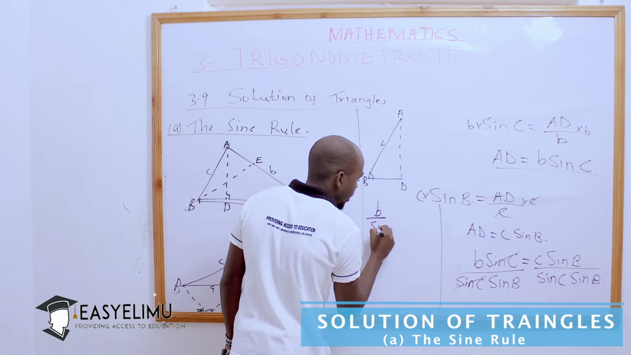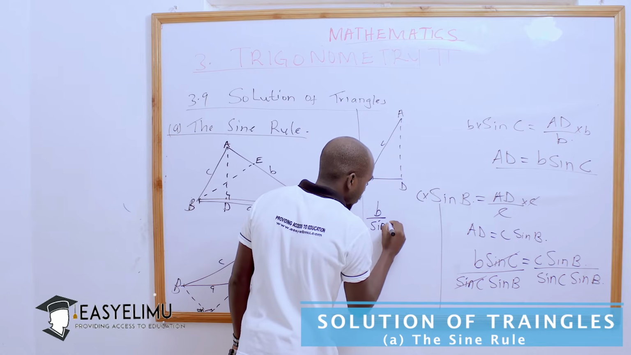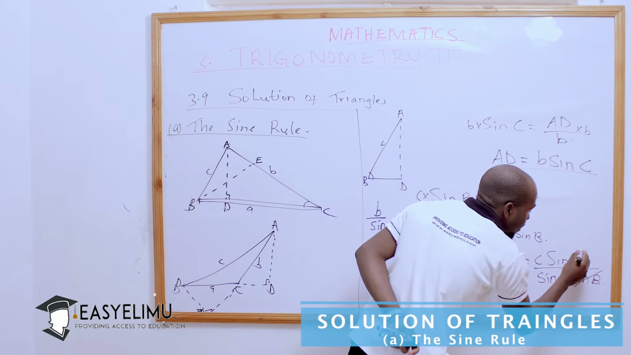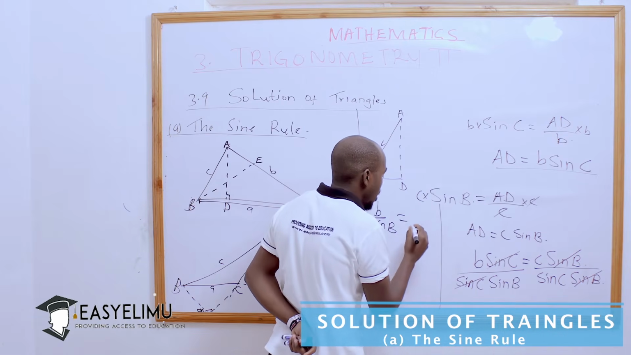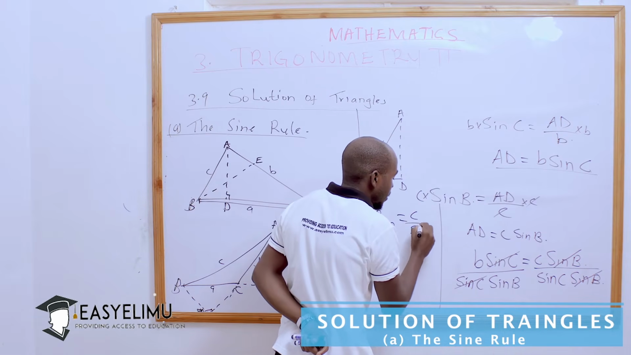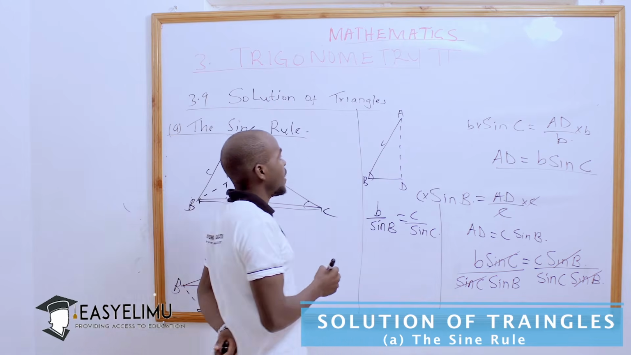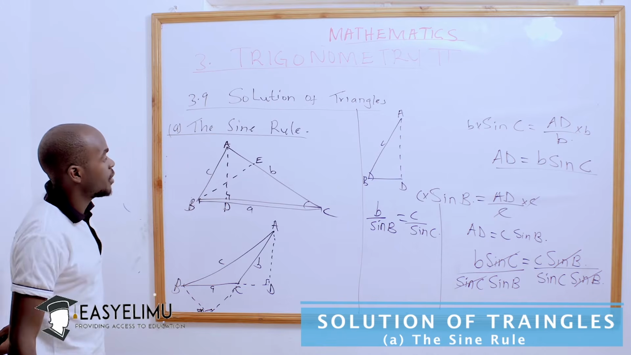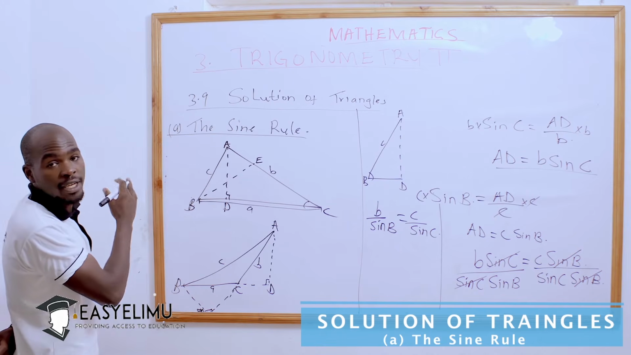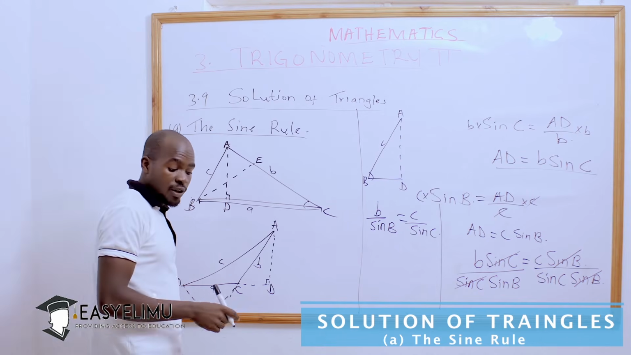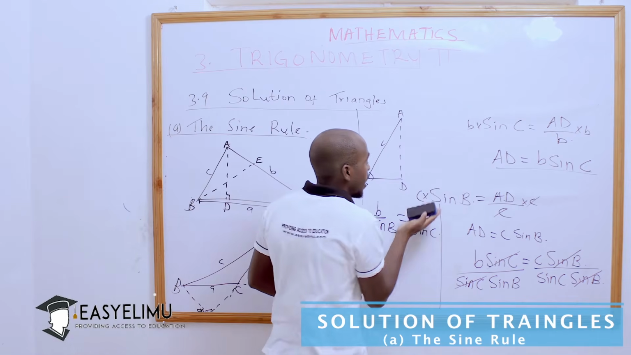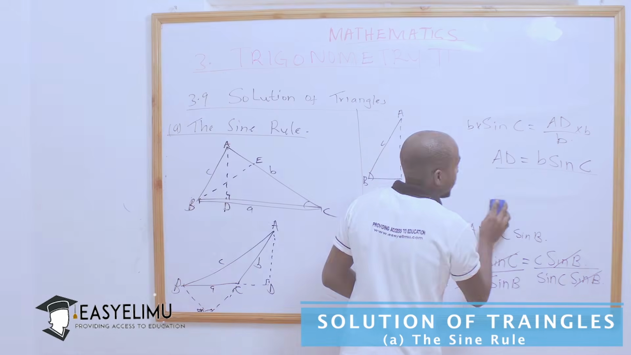and we shall remain with B over sine B is equal to, now here sine B cancels with the other sine B, and we remain with C over sine C, which is still the same as what we were finding earlier in the sine rule using the other triangle of acute angle. So we have seen that, and still we can use the other triangle there and find the same thing.